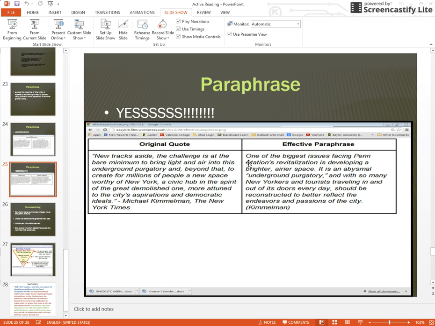One of the biggest issues facing Penn Station's revitalization is developing a brighter and airier space. So you're saying the same thing, but not in the same structure or flow as the other sentence, okay? It means the same, all right?